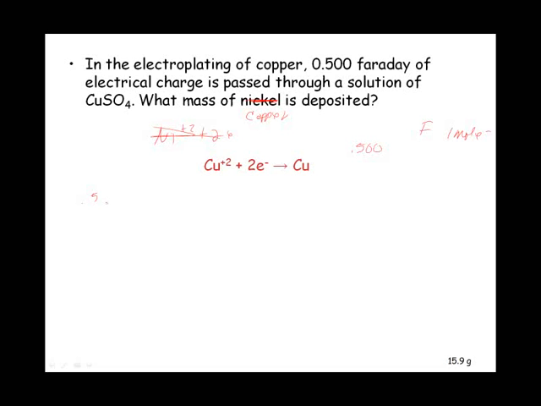Okay, so if I have 0.500 Faraday, and what I know is 1 Faraday is the charge associated with 1 mole of electrons, and I have 2 moles of electrons in 1 mole of copper, and in 1 mole of copper I have 63.55 grams of copper. That gives me 15.9 grams of copper.